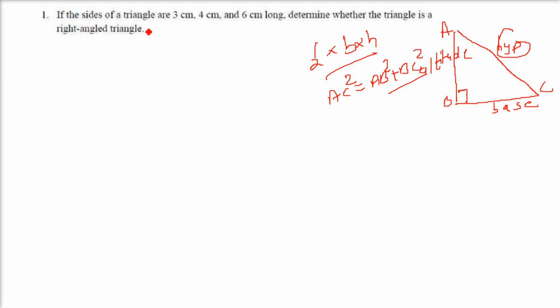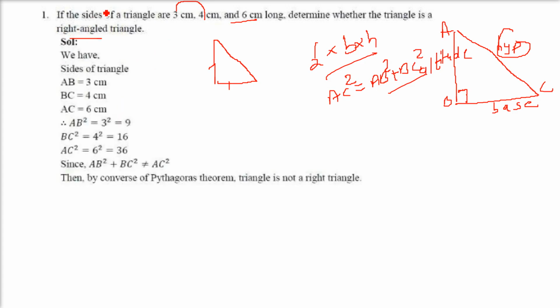One more thing we need to understand, that in a triangle the sum of two sides will always be greater than the other side. So we'll take these two sides so that we can get this side. We'll apply the Pythagoras theorem. We'll add the square of 3 with the square of 4, that is 3 square plus 4 square, 9 plus 16, that is 25. And then we'll square the third side, that is 36.